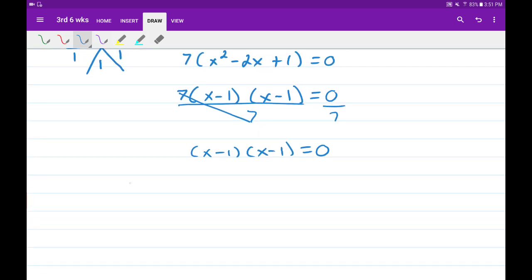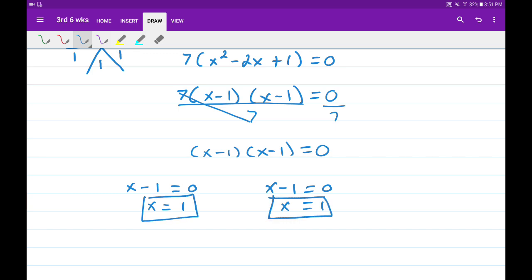All right, so applying the zero product property, x minus 1 equals 0, x minus 1 equals 0 again. Solve both sides of it. We're going to get x equal to 1. Okay, so these are the same number. So basically what that means is that this is a double root. And that happens where your vertex, or your quadratic, is on the x-axis.